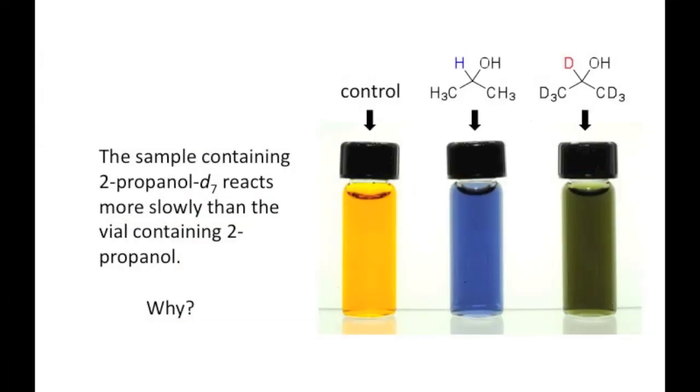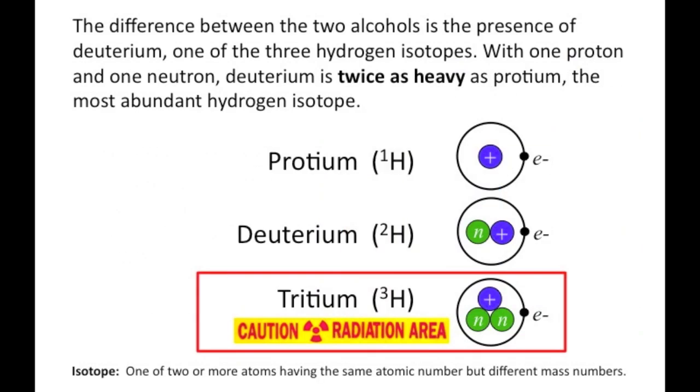The sample containing 2-propanol D7 reacts more slowly than the vial containing 2-propanol. Now you might be asking yourself why this is the case. Well, the difference between the 2 alcohols is the presence of deuterium, one of the 3 hydrogen isotopes. With 1 proton and 1 neutron, deuterium is twice as heavy as protium, the most abundant hydrogen isotope.